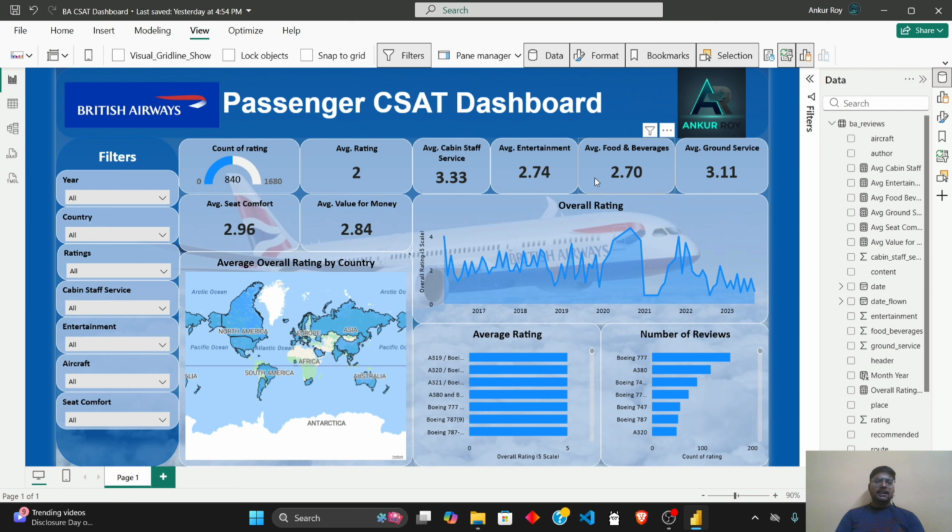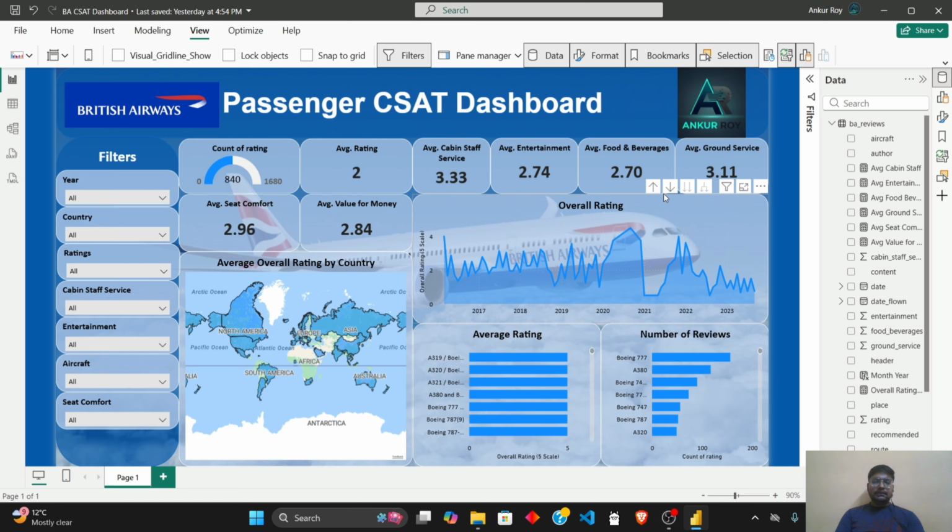Here we can see the average overall rating along with the individual service KPIs such as cabin staff service, entertainment, food and beverages, ground service, seat comfort, and value for money. Again, all these KPIs are measured on the 0 to 5 satisfaction scale, which makes it easier to interpret performance at a glance. The average overall passenger rating sits around the mid-range of this scale, which suggests the passengers are neither extremely dissatisfied nor highly delighted. This indicates moderate satisfaction but not strong customer loyalty.